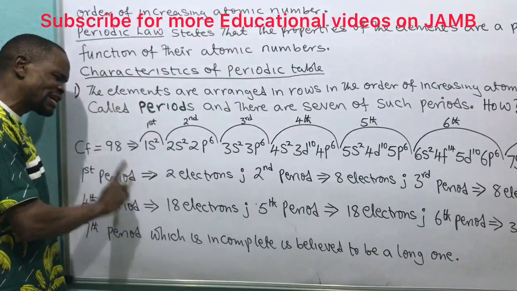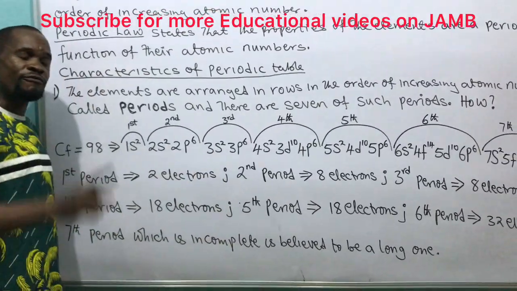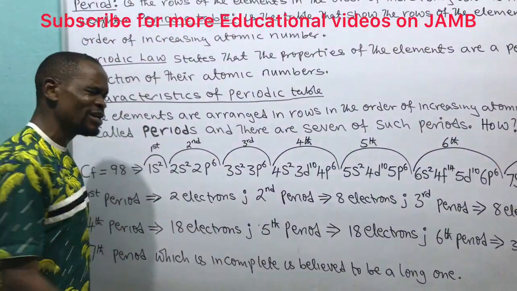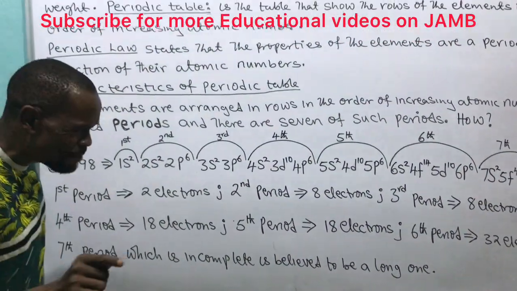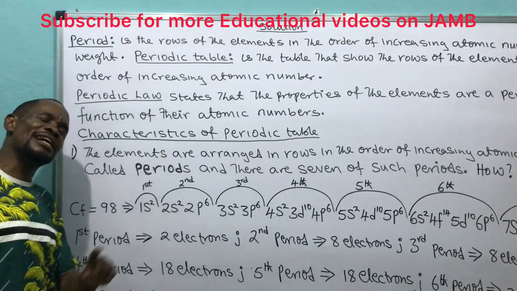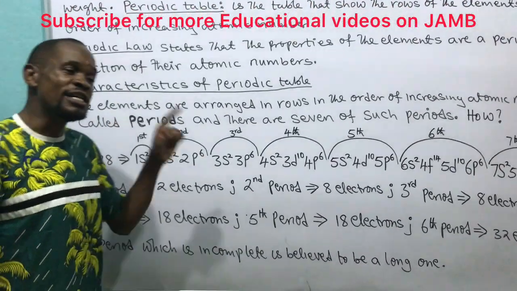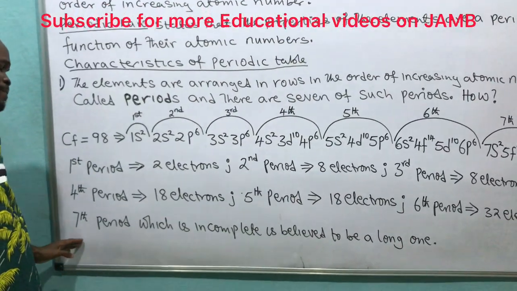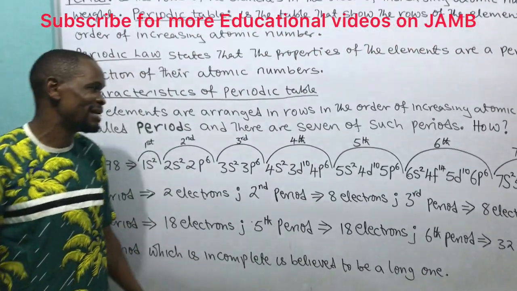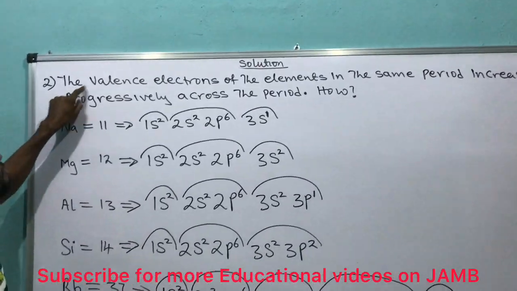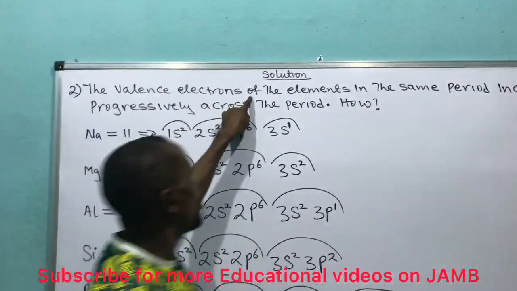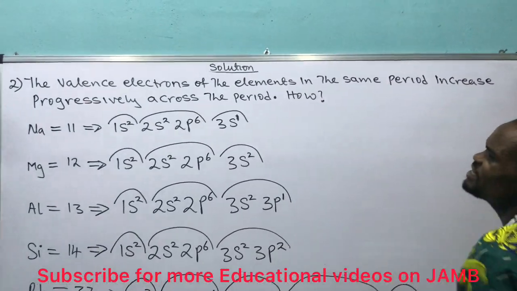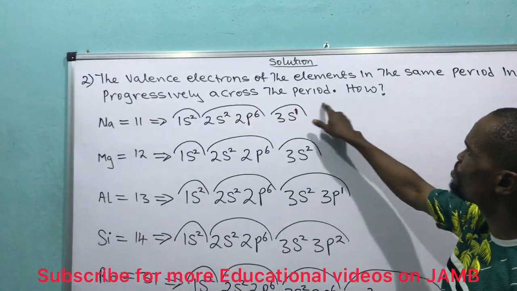We now see the number of periods we have and what fills each period. The first period is 2 electrons, the second period is 8 electrons, the third period is 8 electrons, and the fourth period is 18 electrons. The fifth period is 18 electrons, the sixth period is 32, and the seventh period is what we call incomplete.